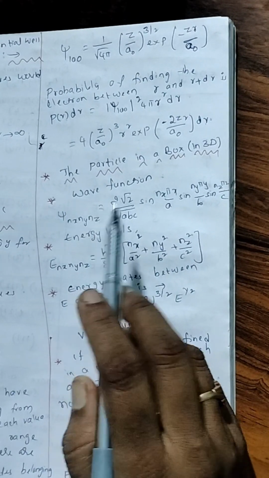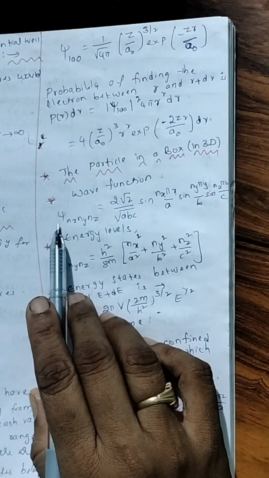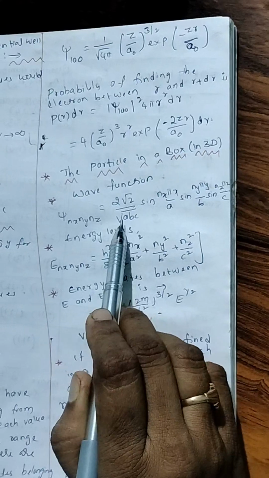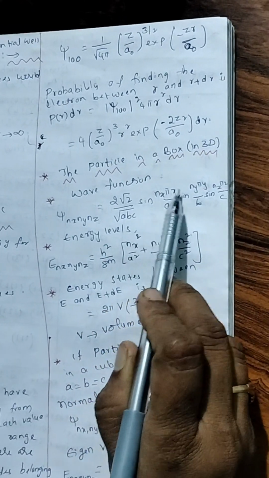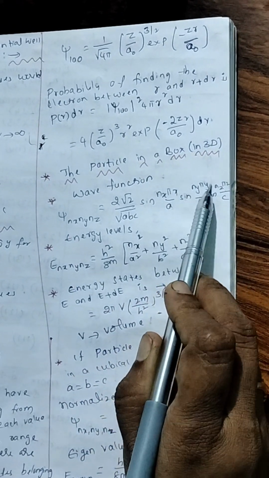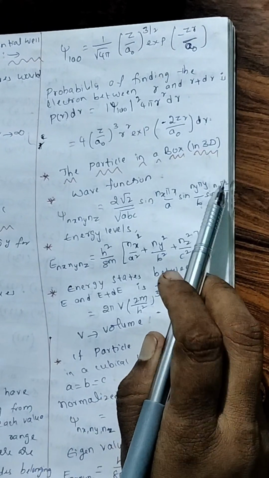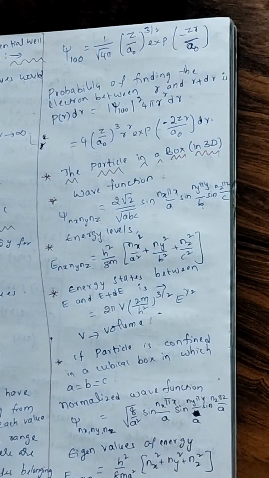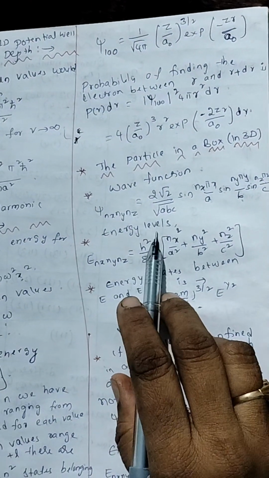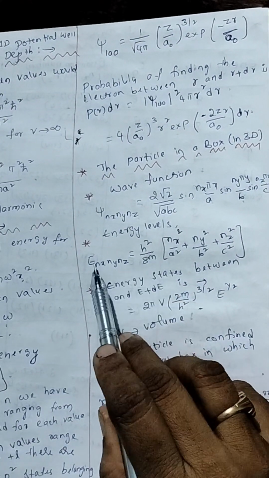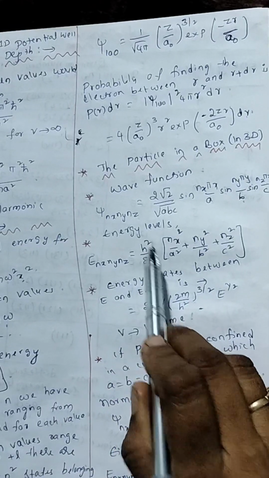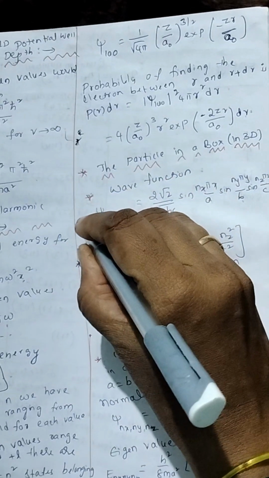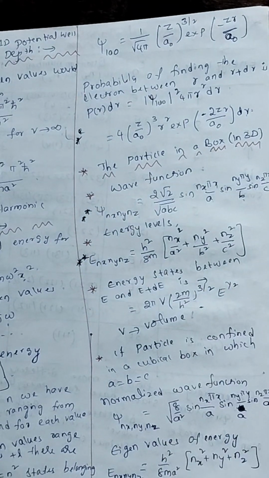The wave function for psi nx, ny, nz is 2 root 2 by root abc sine nx pi x by a sine ny pi y by b sine nz pi z by c. Right? And now, the energy levels. How will we write? E nx ny nz is equal to h square by 8m. Most important formula, beta. He will ask in the MCQs.